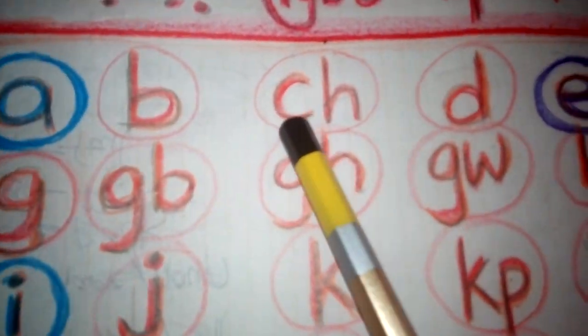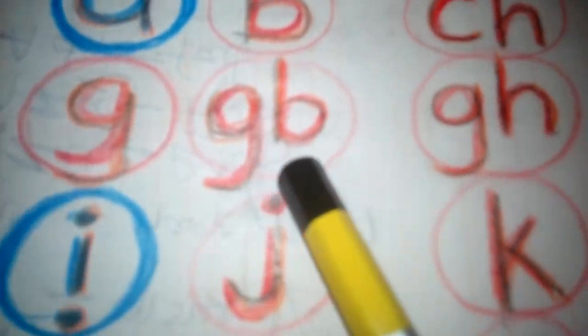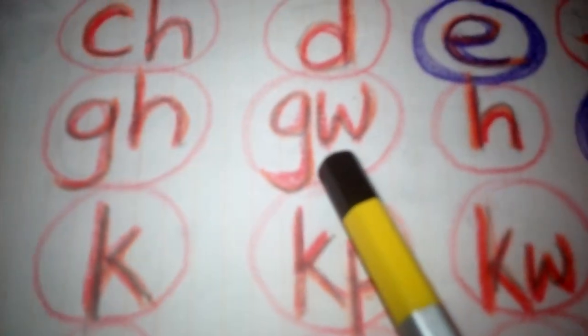That is B, Chi, D, Fi, Gi, We, Ye, Gwi, He, Ji, Ke, Bi, Kwe, Li, Mi, Ni, Nge, Nye, Pi, Re, Si, Shi, Ti, Vi, Wi, Ye, Ze. Okay, so that is it.